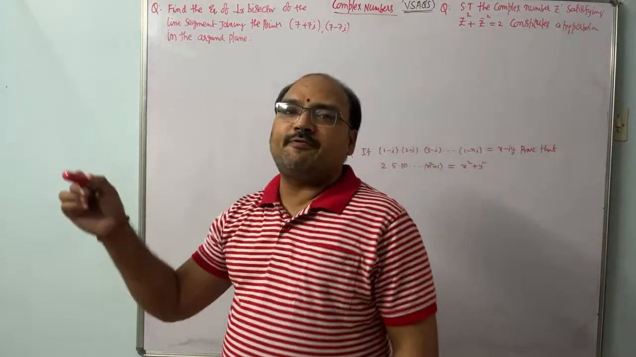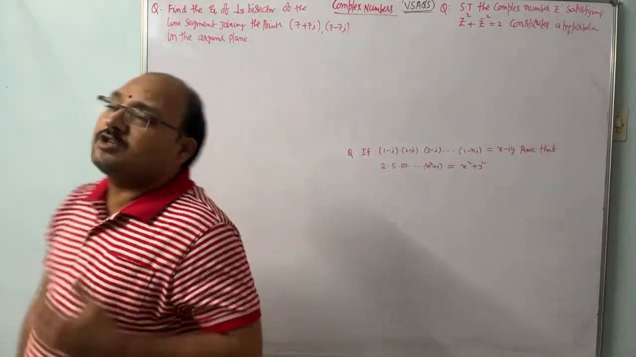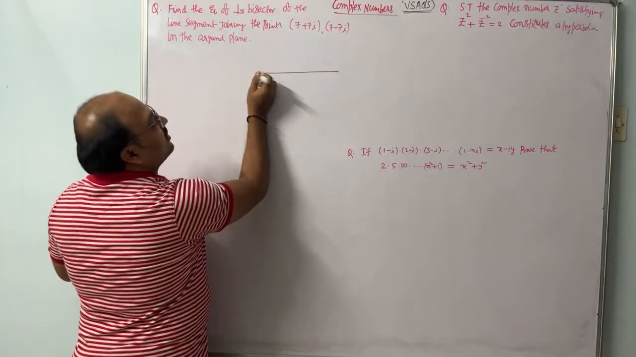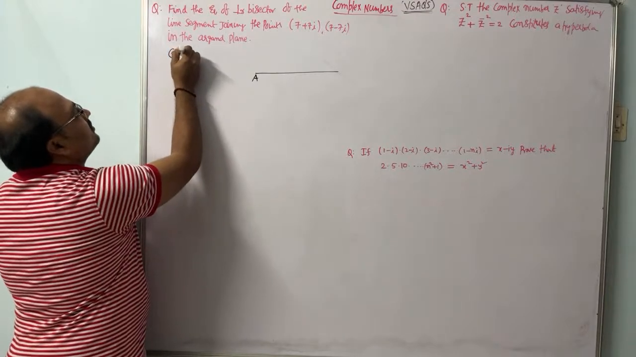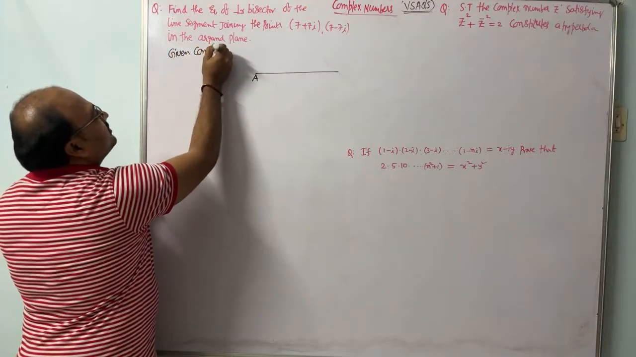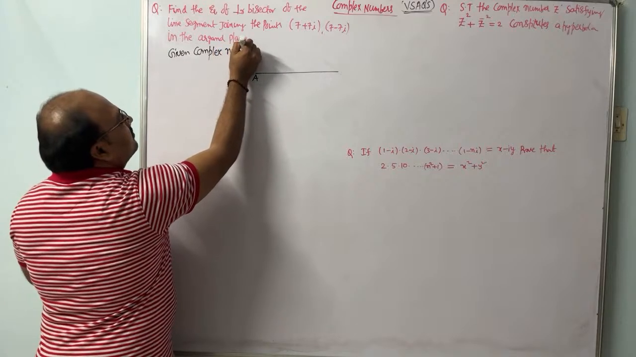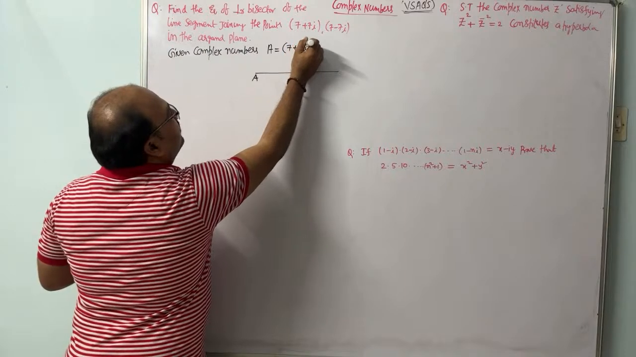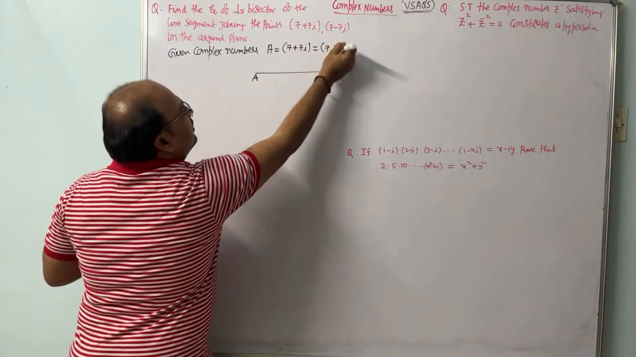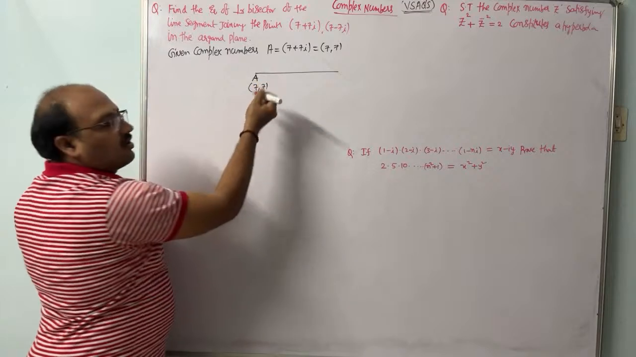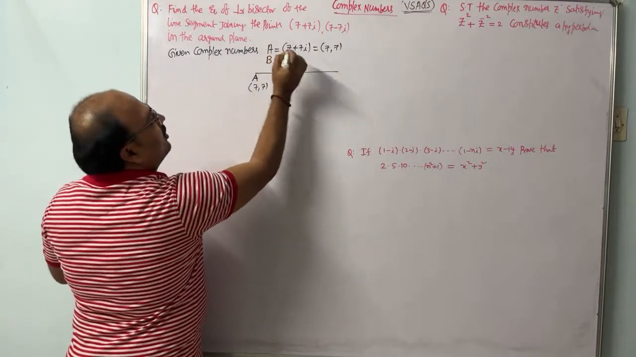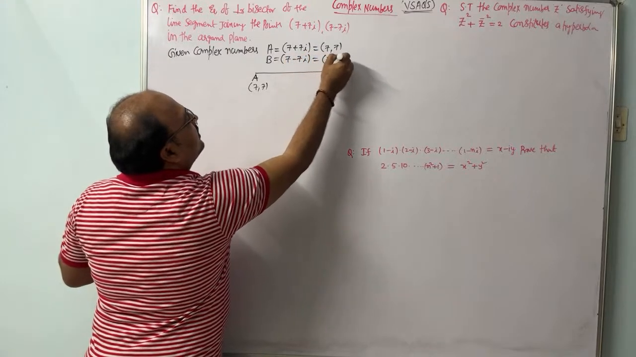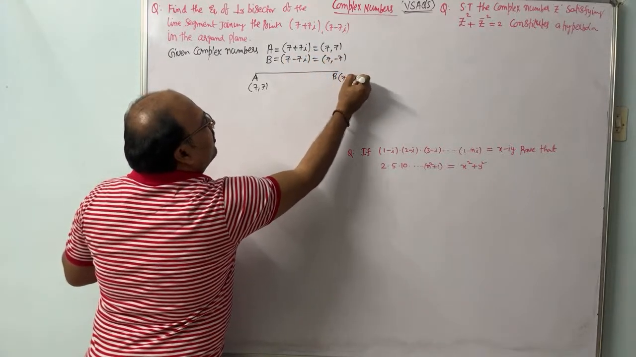See, next first question, find the equation of perpendicular bisector. So these are two complex numbers. First, given complex numbers A equal to 7 plus 7i, that is 7 comma 7. You write it in that way, Cartesian form. B equal to 7 minus 7i, that is 7 comma minus 7. So B value is 7 comma minus 7.